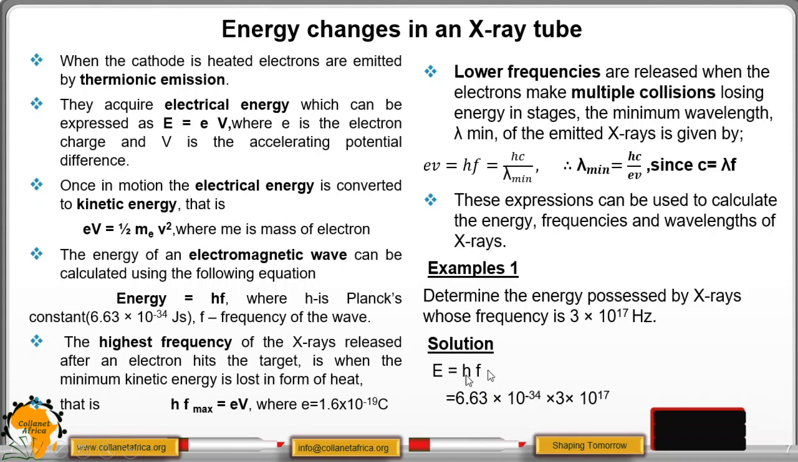Now when you are multiplying using your calculators, make sure that you put the bracket in our first term, and then you multiply again putting the bracket in our second term. And when you do that, then you're able to get this value. That is 1.989 times 10 to the power negative 16 joules.